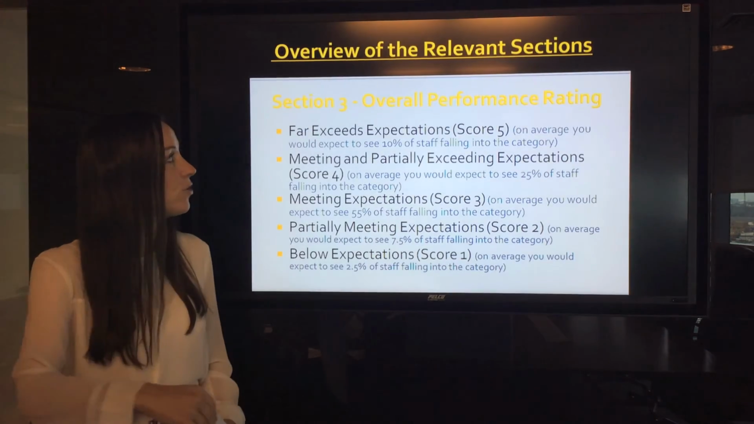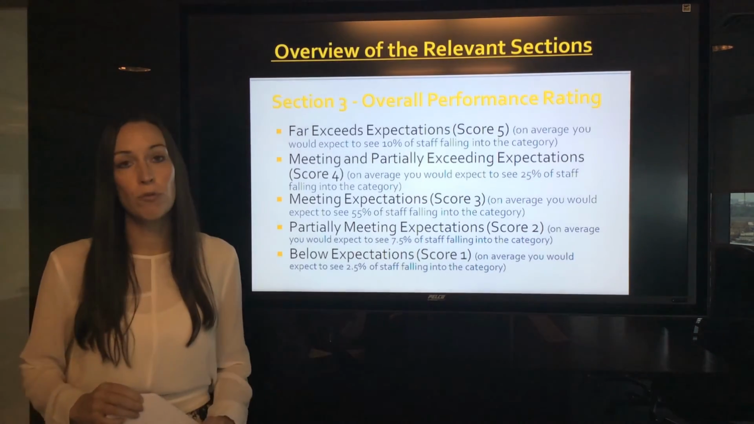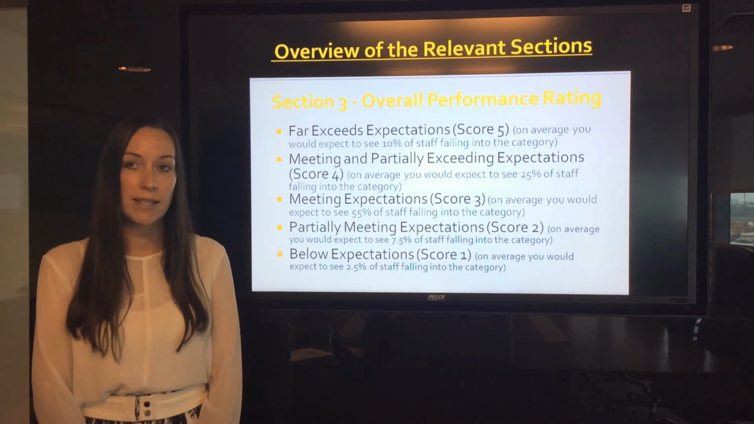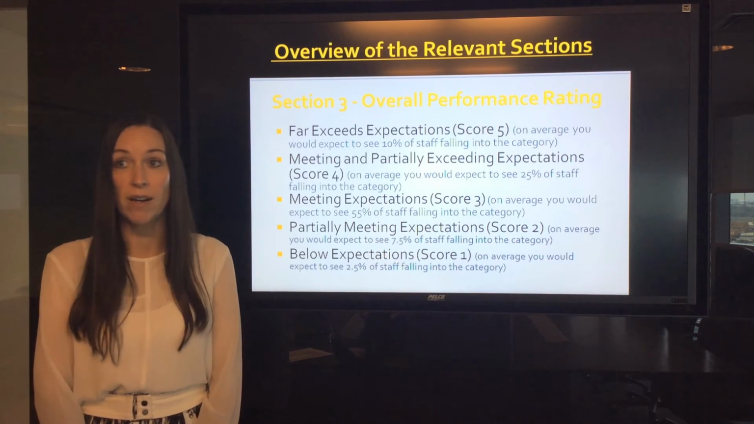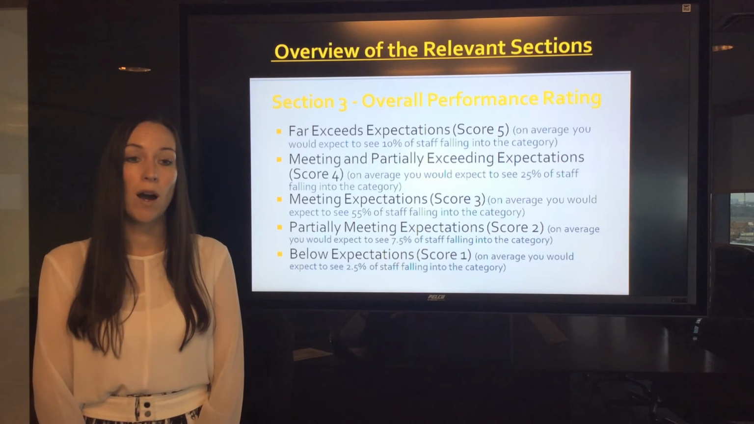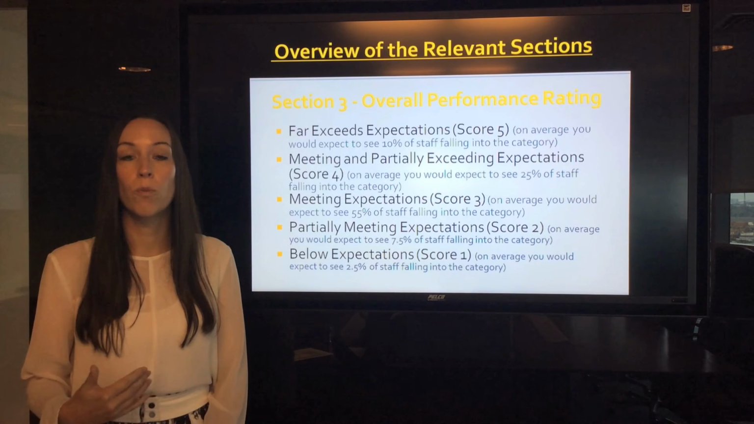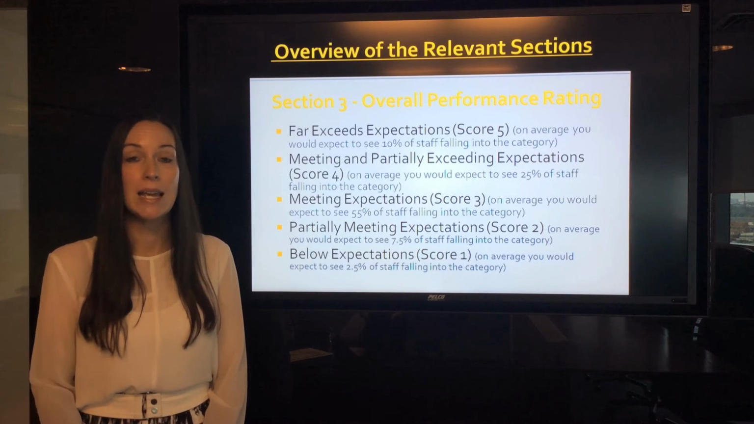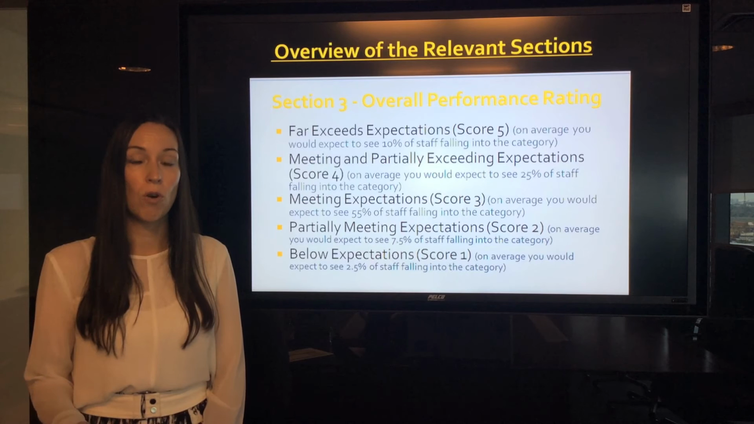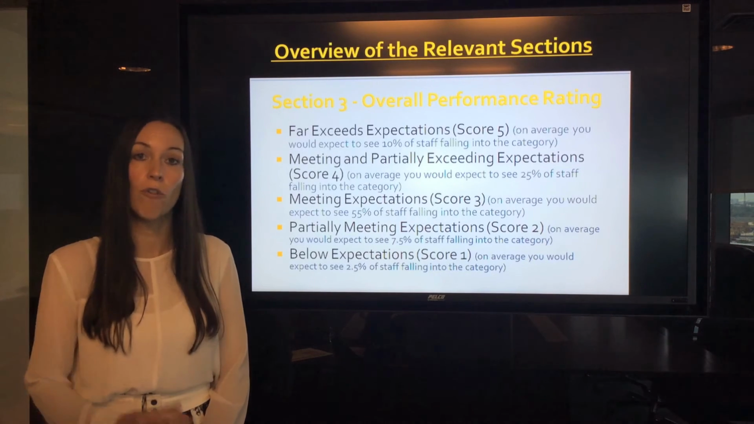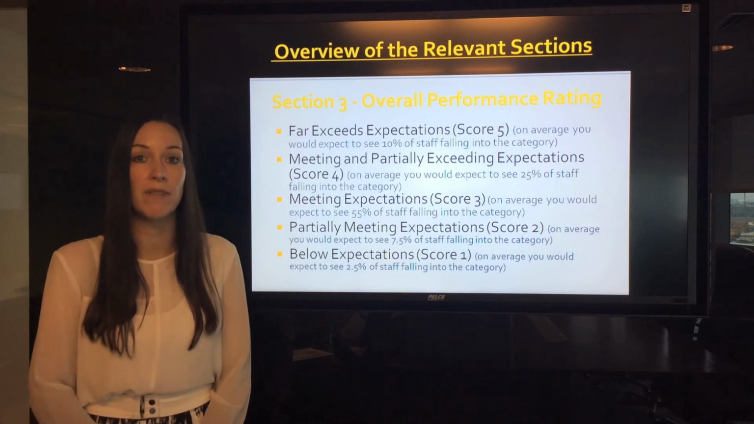Okay, so if we look at section 3 of the form, this is the overall performance rating. Now, the performance rating is scored out of 5. Now, when you are self-scoring, we need you to bear in mind what each of the scores mean and whether or not that score applies to the whole aspect of that section that you are scoring, and not just one aspect or a couple of aspects.